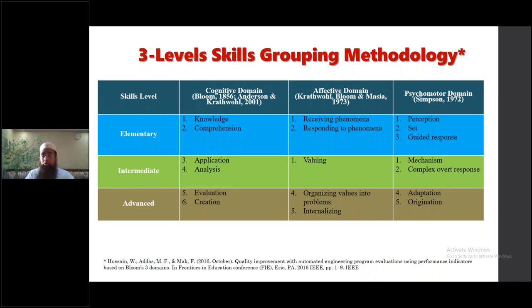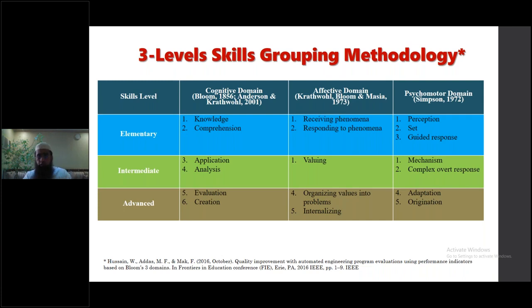What we did over here, we actually grouped those learning levels which are mutually at a closer level of complexity, like knowledge and comprehension in the cognitive, receiving and responding in the affective, psychomotor perception, set, guided response, and then intermediate application, analysis. They're mutually related and closer in the level of complexity. So we just group them based on complexity and have three levels that's easier to handle from a software point of view, from a manual point of view, when we are actually assessing outcomes. So there are elementary levels of skills, intermediate levels of skills, and advanced levels of skills.